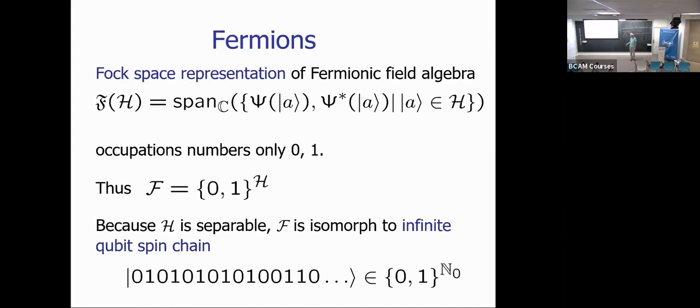And I will come back to this example quite a bit later, because this makes now a connection between quantum fields, what we see here for fermions, lattice systems, which I will explain a bit later, and even symbolic dynamics in classical systems.